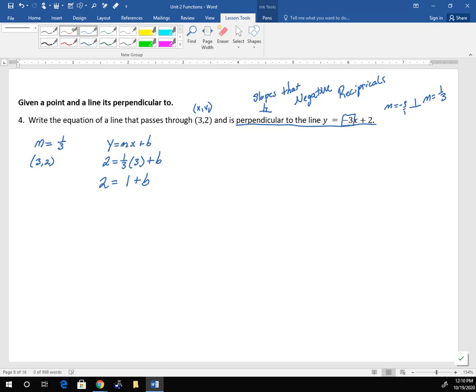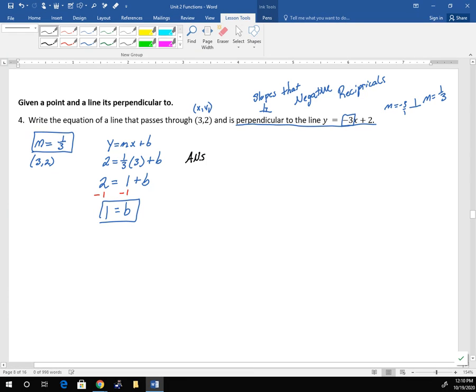And then we're solving here, so we're going to subtract 1 from both sides. The 1's cancel to get b by itself on the right, and 2 minus 1 is 1. So there is our y-intercept. Here is our slope. We can write the equation of our line: y equals 1/3 x plus 1.